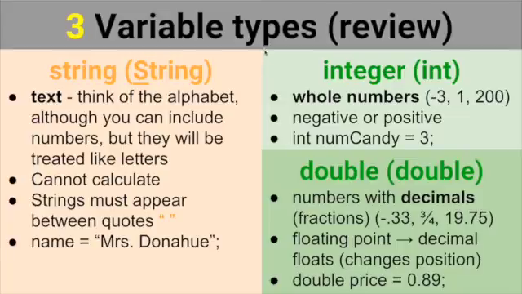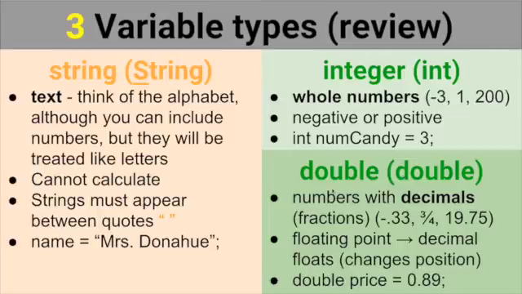When we're talking about typecasting, we're concerned right now with going from an integer to a double or from a double to an integer. So what is the difference between the two? Integers are whole numbers. It could be a negative number or a positive number, but it's a whole number, so it can't be a decimal. So an example is int numCandy equals 3. If I had this variable, I could only have a whole number here.